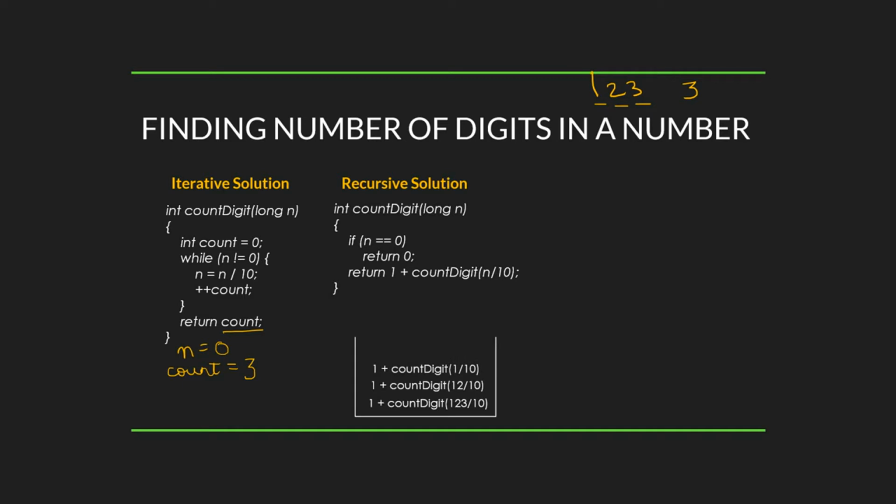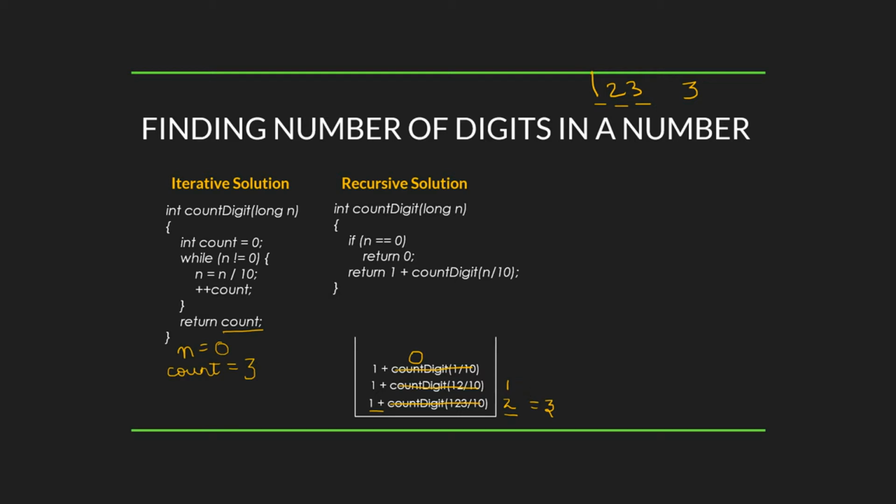After the third recursive call, we will have n as 0 and the base condition will be satisfied. So 0 will be returned to this call. Then 1 plus 0, that is 1, is returned to this call. Then 1 plus 1, which is 2, is returned to this call. And finally, we return 1 plus 2, that is equal to 3, to the calling function, and that is exactly our output.